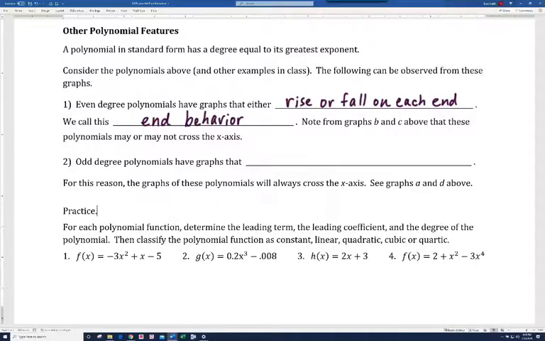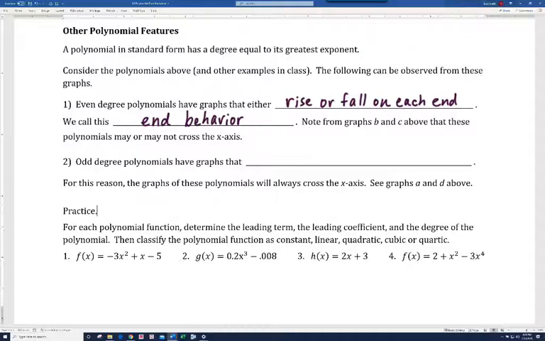Note from graphs B and C that sometimes these polynomials may cross the x-axis or not, and that's something that is true for even degree polynomials.